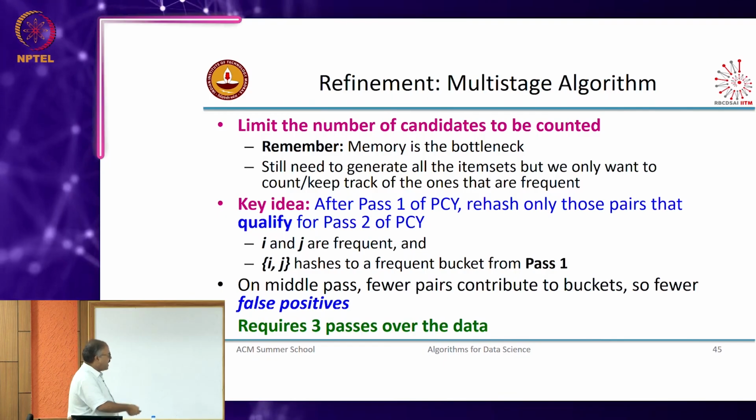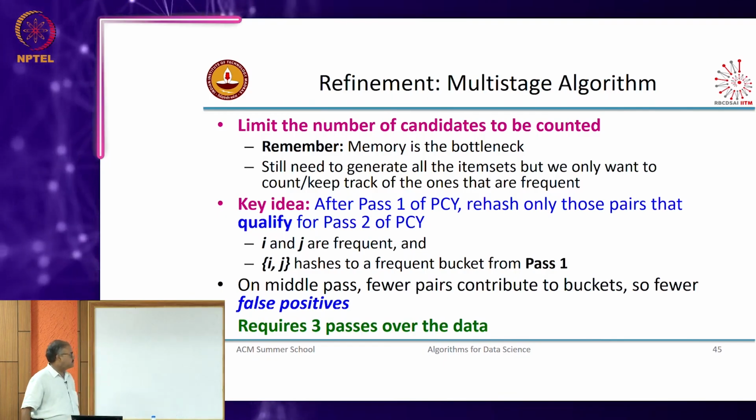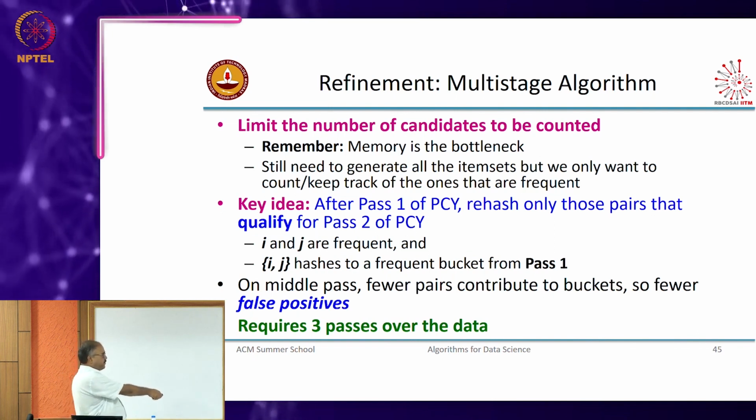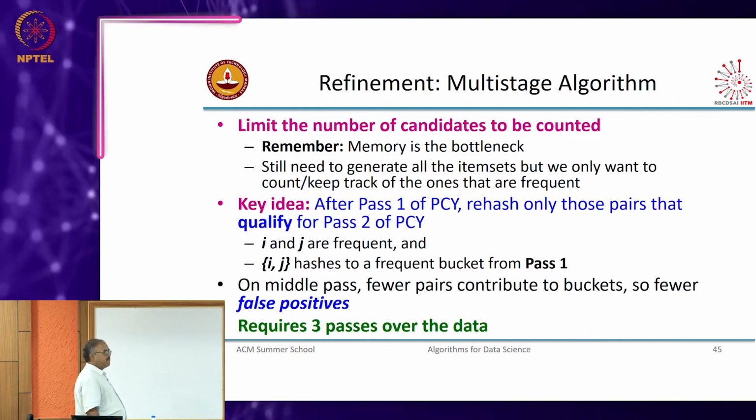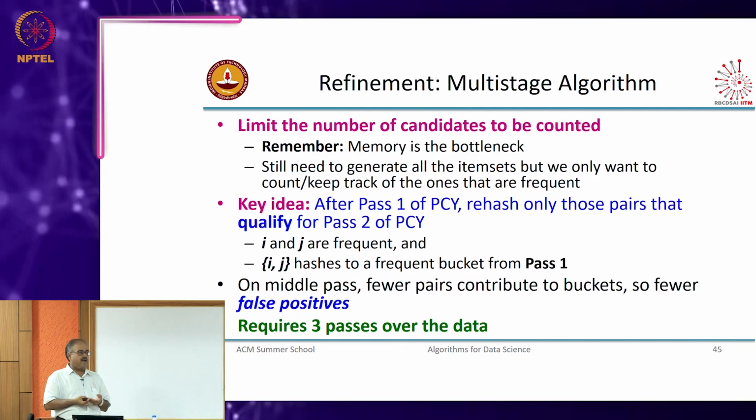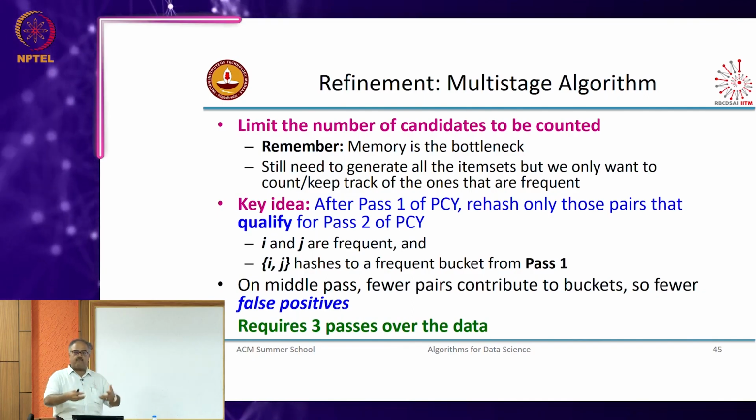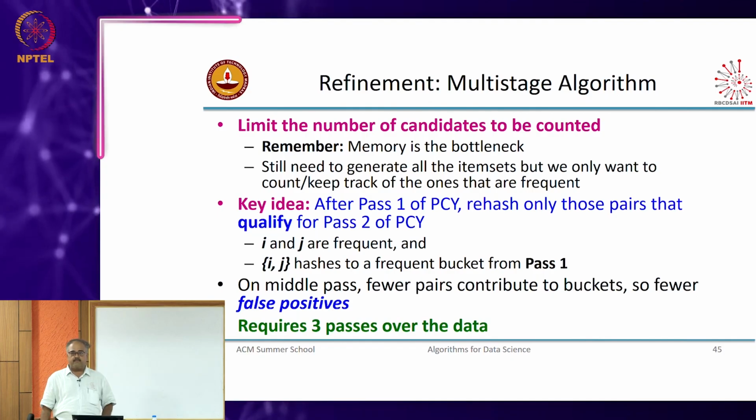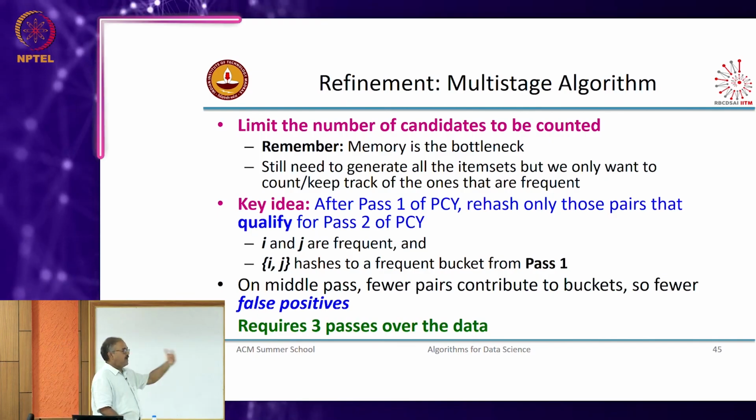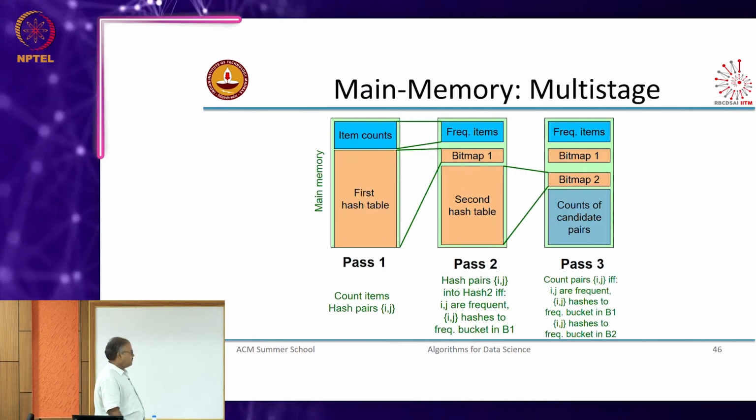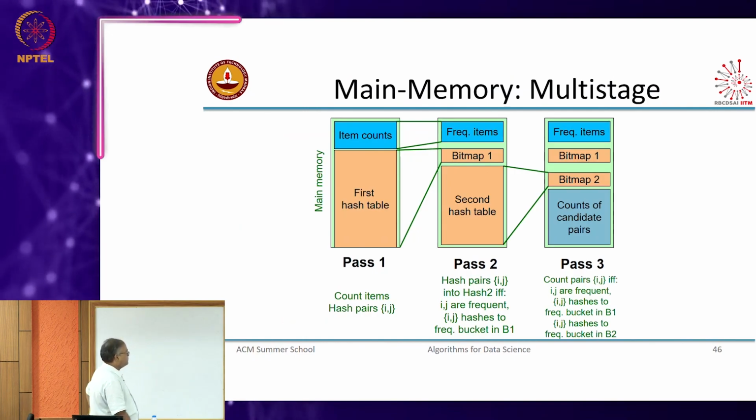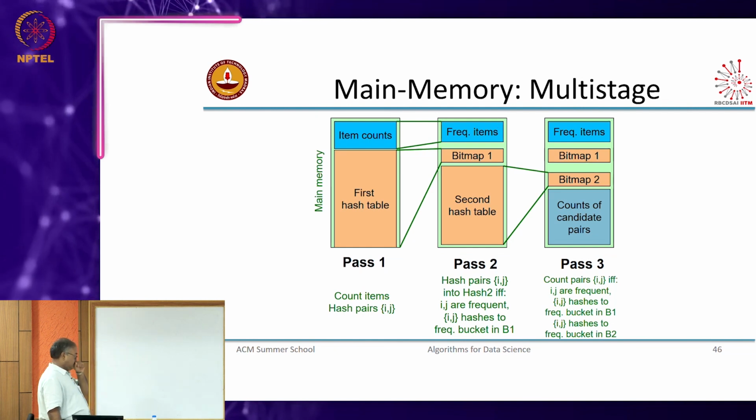right, I will again hash them. Remember the candidate pair condition: i and j are both individually frequent and ij hashes to a frequent bucket from pass 1, right. Now, there are a lot fewer candidates for me to hash and therefore a lot fewer false contributors to the buckets. Then I go and do the actual counting in the third pass. So, this is basically what I do.